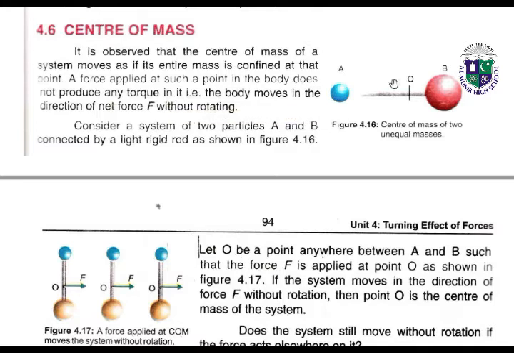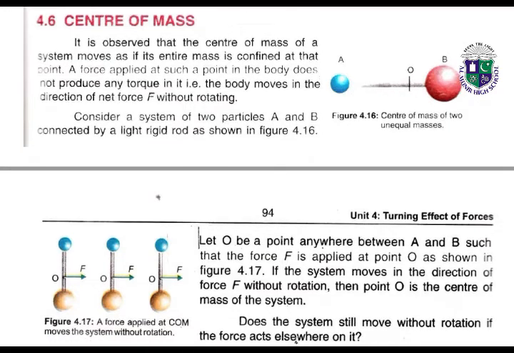So here we have a point O in between A and B. A force applied at such a point in the body does not produce any torque in it. The body moves in the direction of the net force F without rotating. So here we have the point O. Whenever we apply a force at that point, the whole body will move in the direction of the force without rotating. So here we have the center of mass.